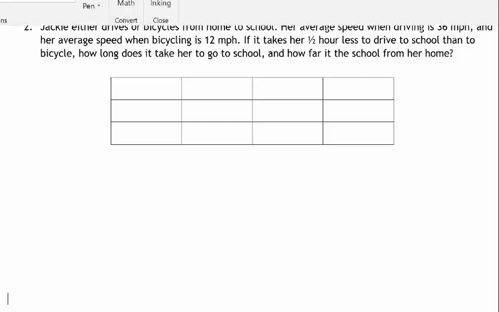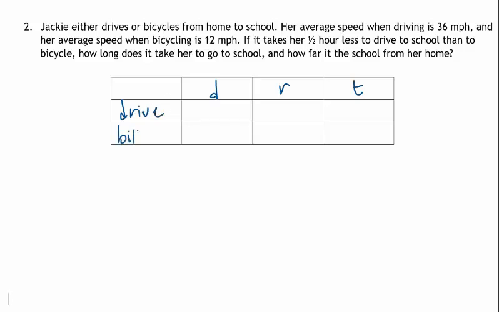Okay, there's a lot of information given in this problem, and so for this particular type of problem involving distance, rate, and time, I typically make a table. So I have a distance column, a rate, and a time. And we have 2 modes of transportation. One is driving her car, and the other is biking. Okay, and we don't know how far from home to school that she travels, so we're just not going to fill in any number here.